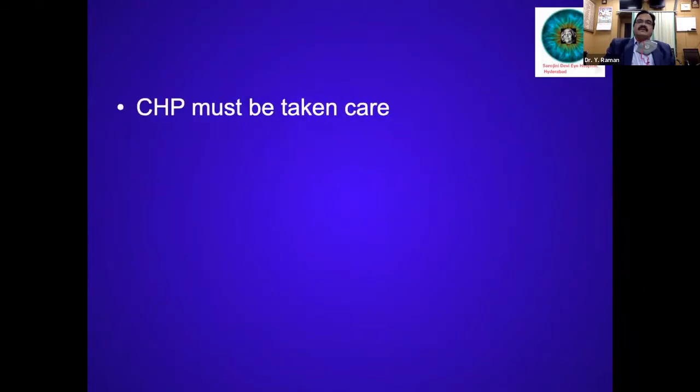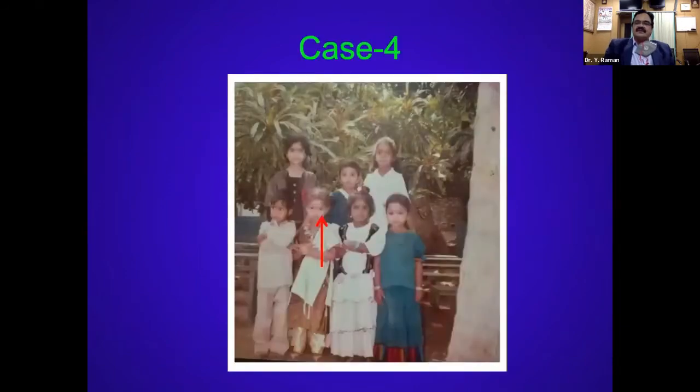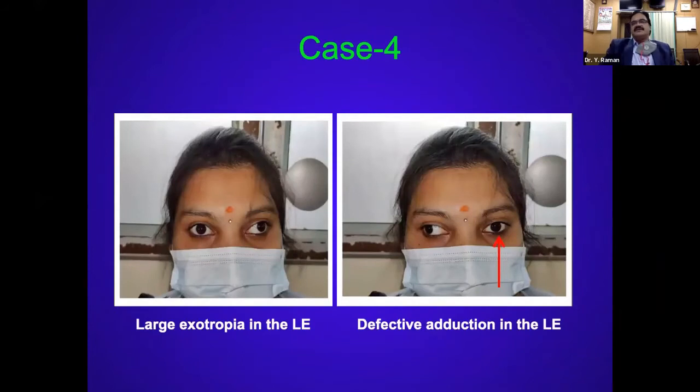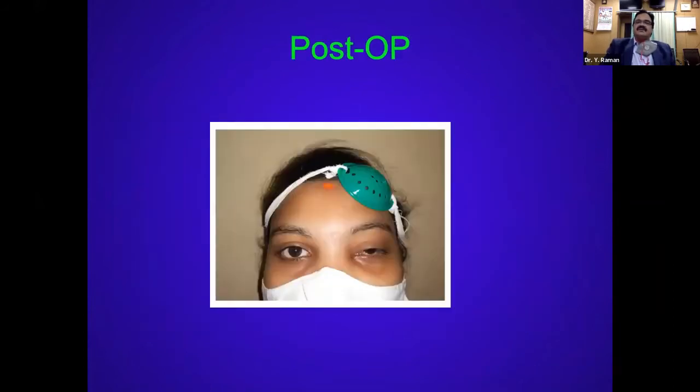So, this is another patient. You can see here, a neglected child in childhood, and in adulthood she presented to us with a large exodeviation in the left eye and minus limitation of adduction, where we did a supramaximum lesion resection, which resulted in orthotropia. But we cannot achieve binocular single vision.